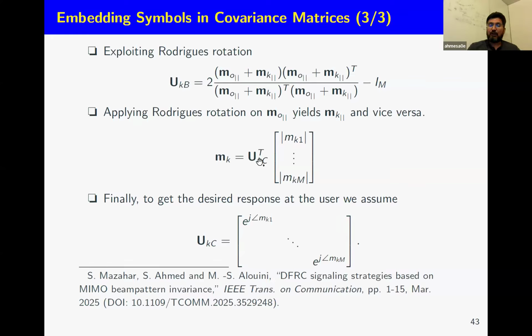So U_K^C, the only thing missing is the phase part. So now I can assume U_K^C is equal to this one, which is again a unitary matrix, right? So this way I can embed my information in M of K, and on the basis of M of K, I can find U_K^A, U_K^B, U_K^C, and when we combine all of them together, we get U_K, and U_K is a unitary matrix. So this way we are not changing our beam pattern, but we are embedding our information, right?